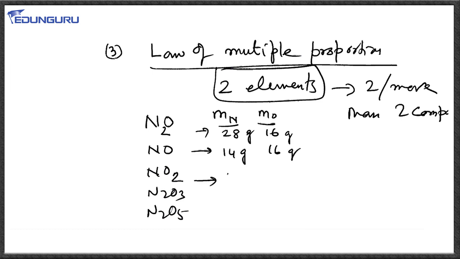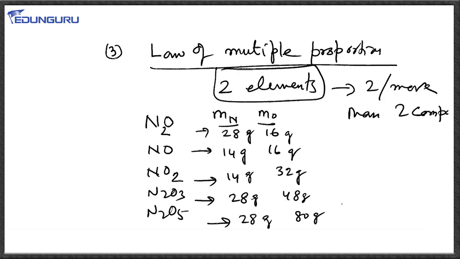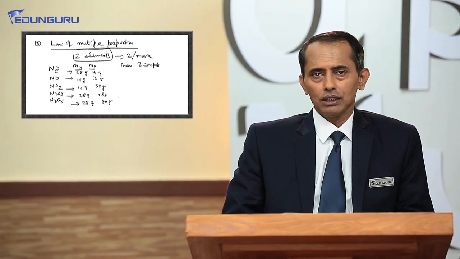In NO2, it is 14 gram and 32 gram. In N2O3, it is 28 gram and 48 gram. Now, in N2O5, it is 28 gram and 80 gram. So, look at the variations of the masses of nitrogen in different compounds.